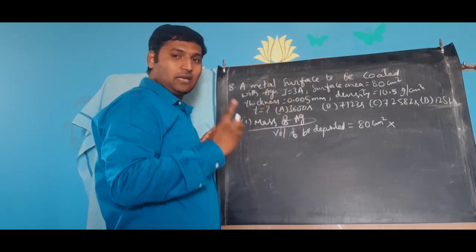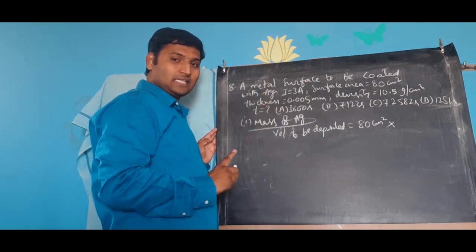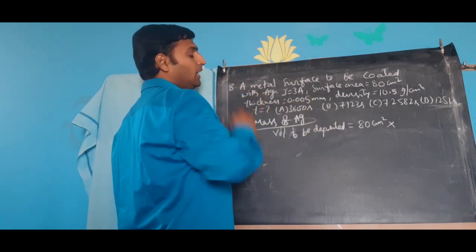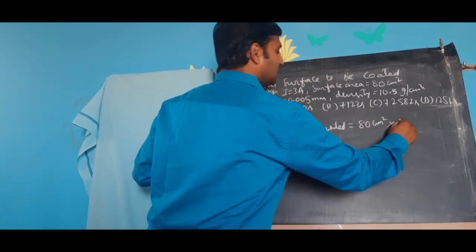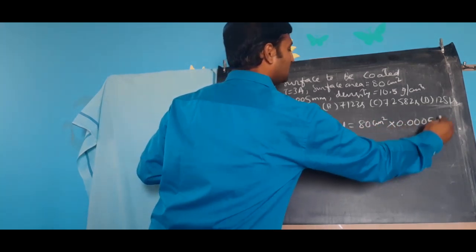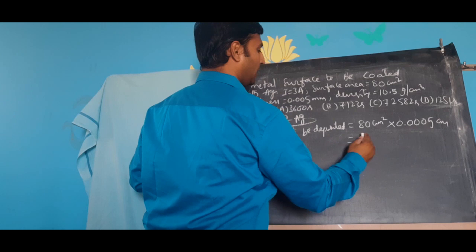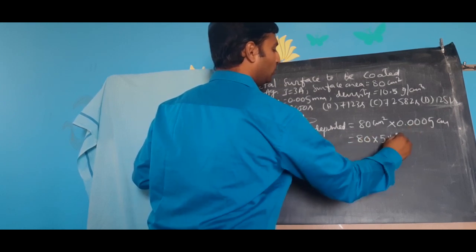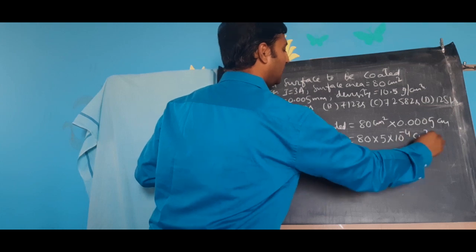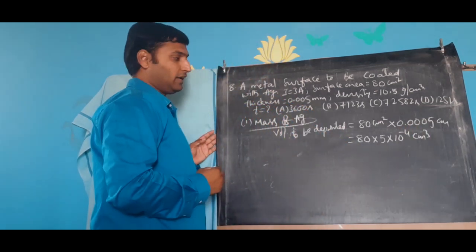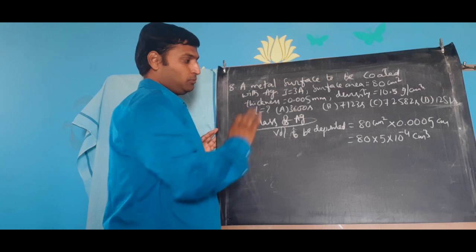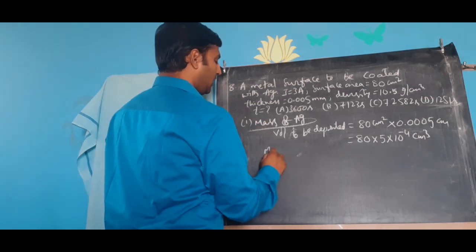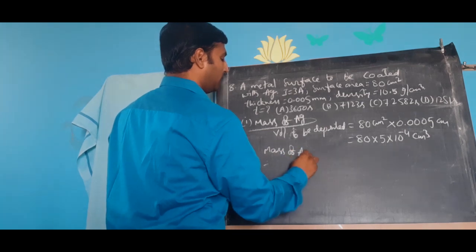Now, 1 centimeter is 10 millimeters. So, 1 millimeter is 1 by 10 centimeter. So, further divide by 10, then you will get 0.0005 centimeters. So, I can say 80 into 5 into 10 power minus 4 centimeter cube. Let us keep it like this. Now, the mass of silver required.